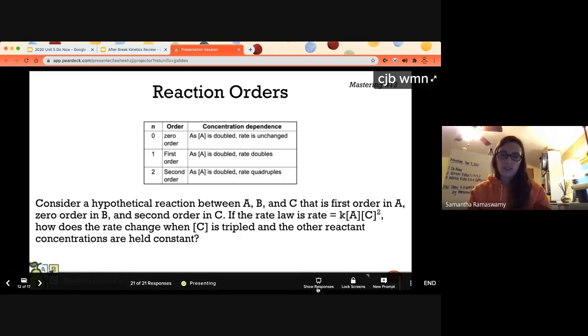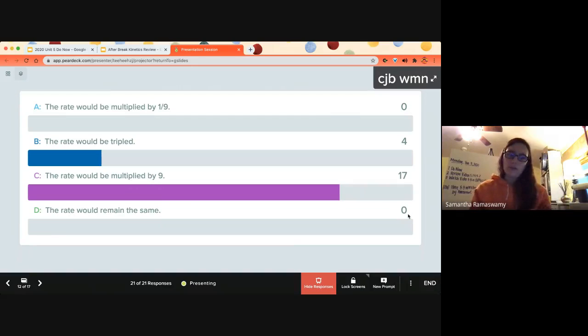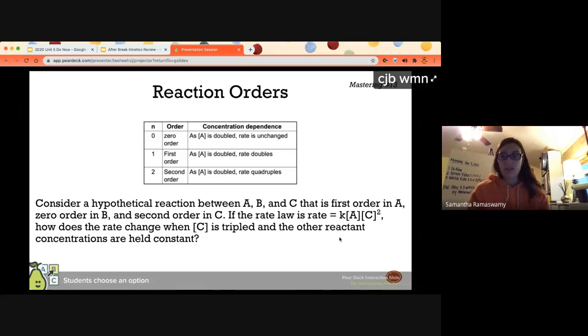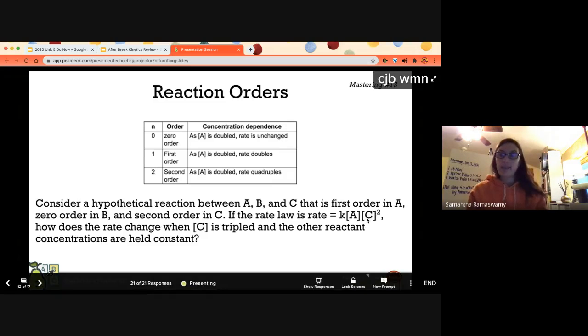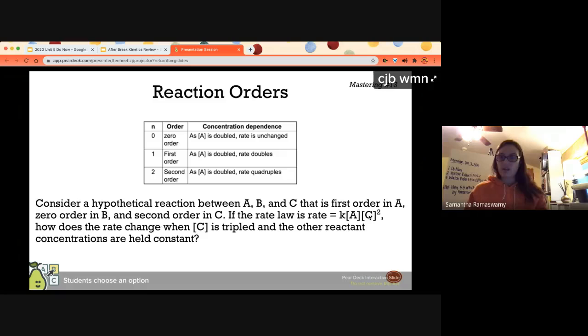Okay, so let's look at the responses here. So we have two different answer choices. Some said that the rate would be tripled. Some said the rate would be multiplied by 9. So let's take a look at this rate law. Right, so we're focusing just on C. A and B are held constant. It tells us that. So focus just on C. C is second order. So what that means is whatever you do to the concentration, you square that, and that's what you do to the rate.